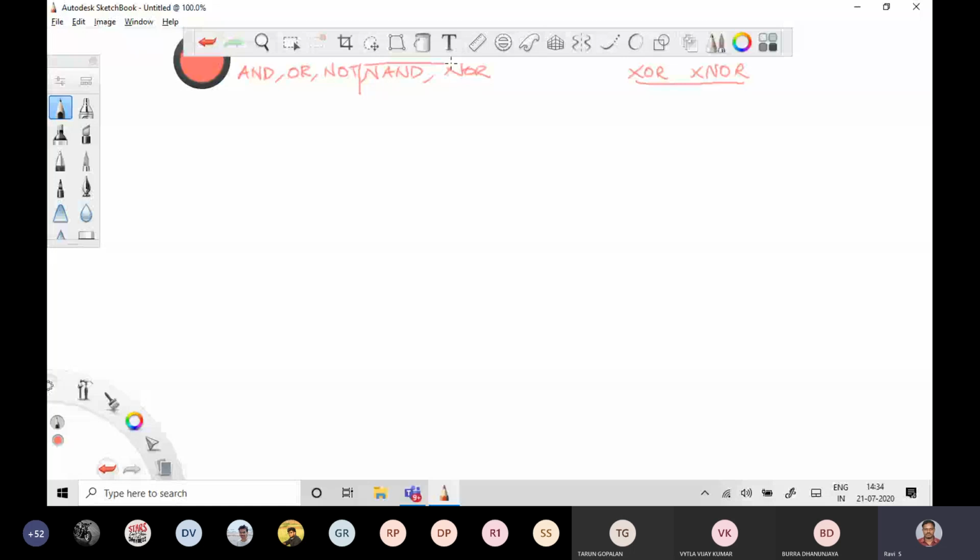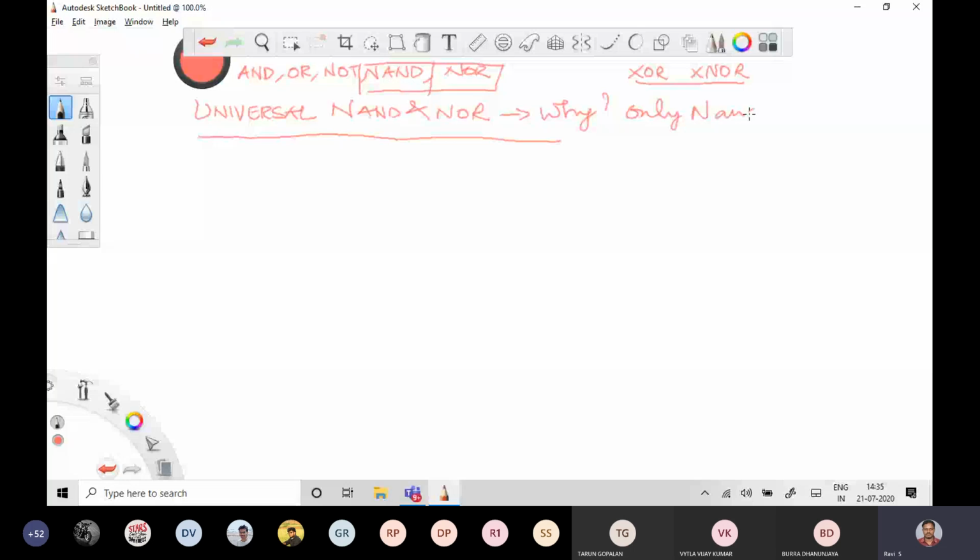Since we discussed NAND and NOR, now we'll discuss universal logic gates. Why are NAND and NOR universal? What is the reason NAND and NOR are called universal logic gates? The reason is, if I have only NAND gates, or only NOR gates, I can create whatever I want.